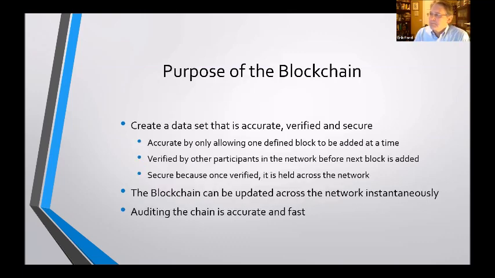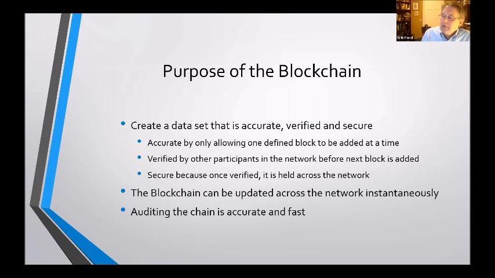So the purpose of the blockchain is to create a data set that is accurate, verified, and secure. We've talked about the secure element and cross verification across the network. It's accurate by only allowing one defined block to be added at a time. It's verified by other participants before the next block is added, so everybody has the same information before the next piece is added. It's secure because once it's verified, everybody in the network has it.